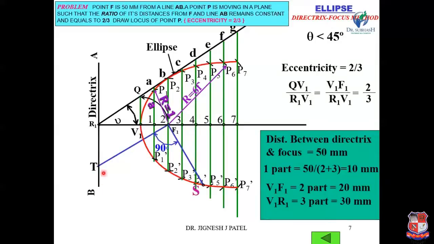Now join TS, and it is known as the tangent. Now from point S, draw one line perpendicular to this TS. This is known as the normal. So in this way, you can find the tangent and normal at any point on this ellipse. So this method is known as the directrix focus method.